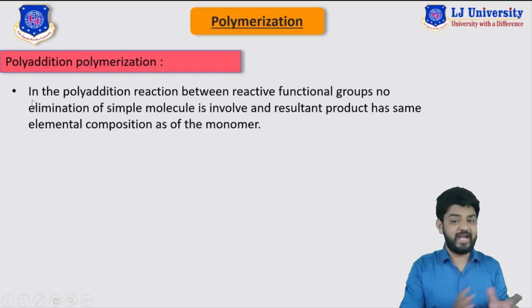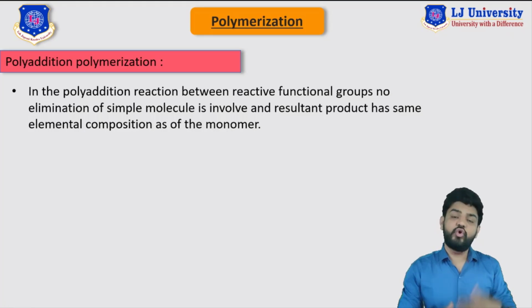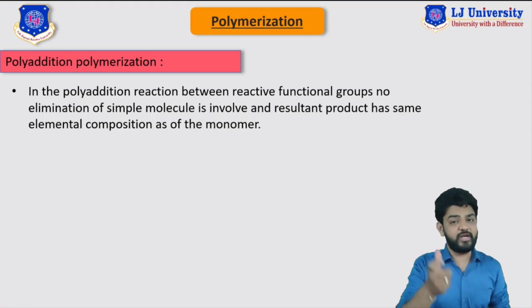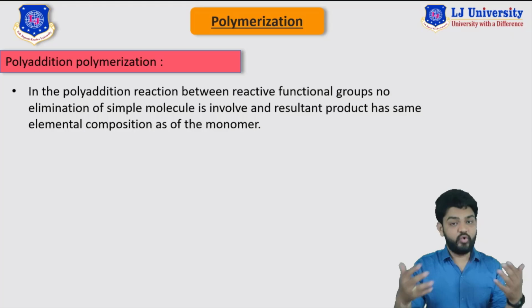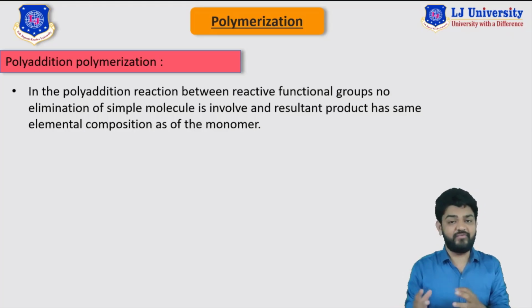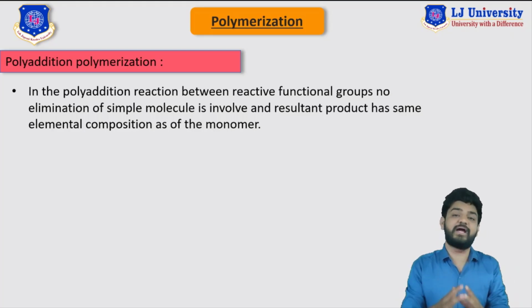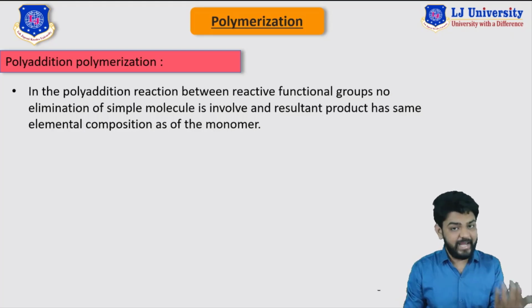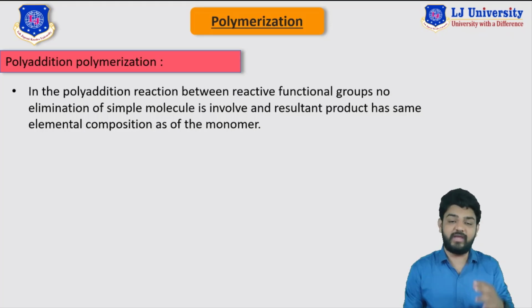In this polyaddition polymerization reaction, no elimination of a small molecule takes place when these two functional groups are merged together, or you can say migrate together, right? So we can say that the ultimate polymer will have a similar kind of structure to that of the monomer, right? They will be very much similar, because there is no elimination of a small molecule like we have seen in the polycondensation process, right?